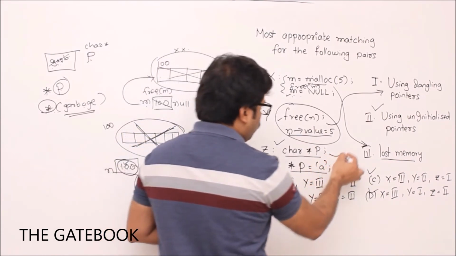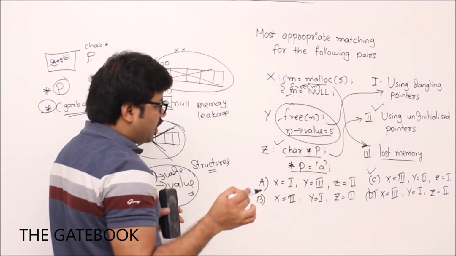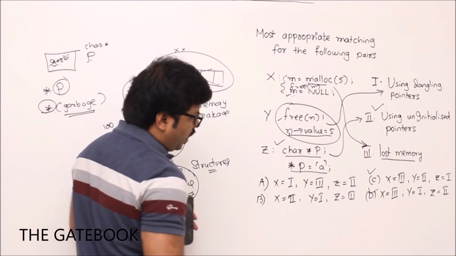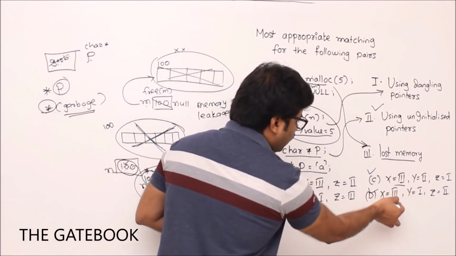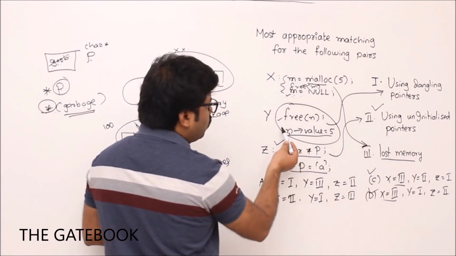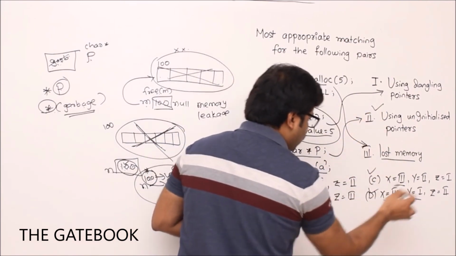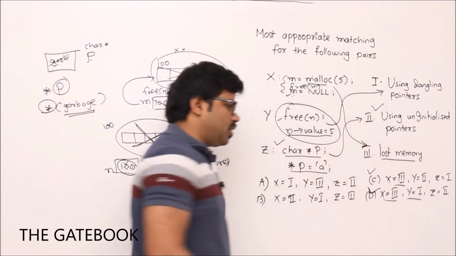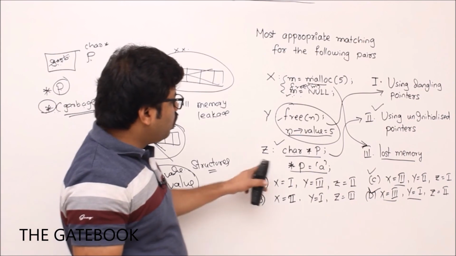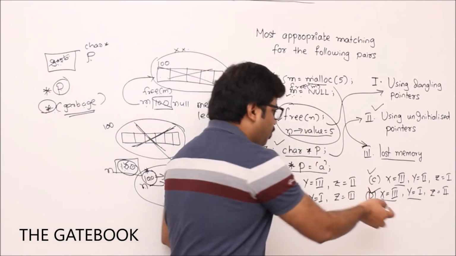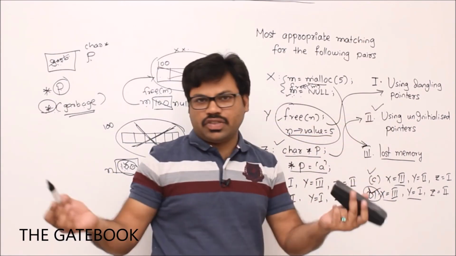Z comma 2, right? So now let's see the correct answer. X should be mapped to 3, correct. Y should be mapped to 1, correct. So option D is the right choice. We don't have another option. And Z should be mapped to 2. Yes, perfect. So option D is the right choice for this problem.